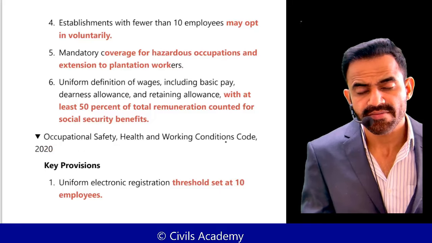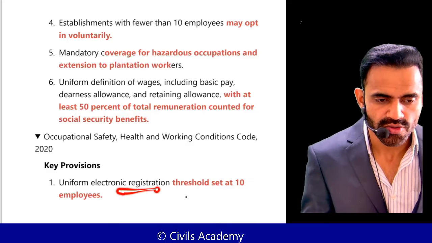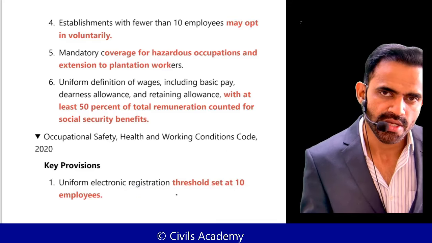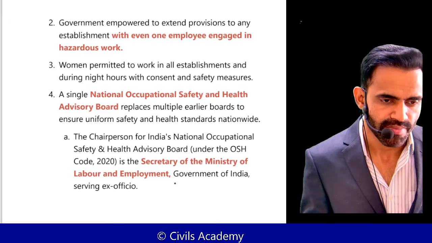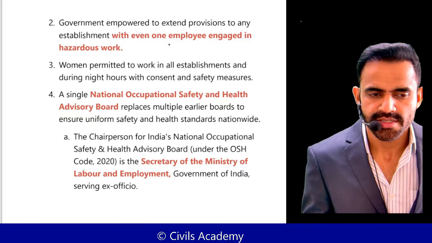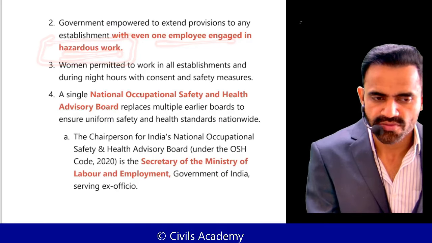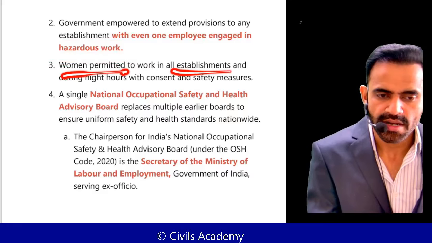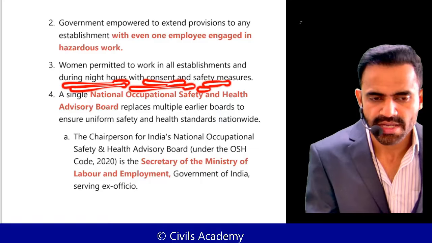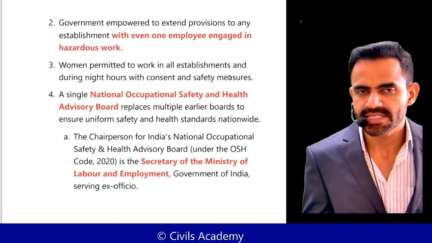The name itself is self-explanatory regarding the safety of workers. Okay, so uniform electronic registration threshold: if the organization has 10 employees, they need to register. If the occupation is quite risky, then even if there is one employee, they need to register, and if the nature of the work is hazardous. Okay. Women are allowed to work in all establishments, even during night hours, but with the consent of that particular female, and there should be adequate safety measures.